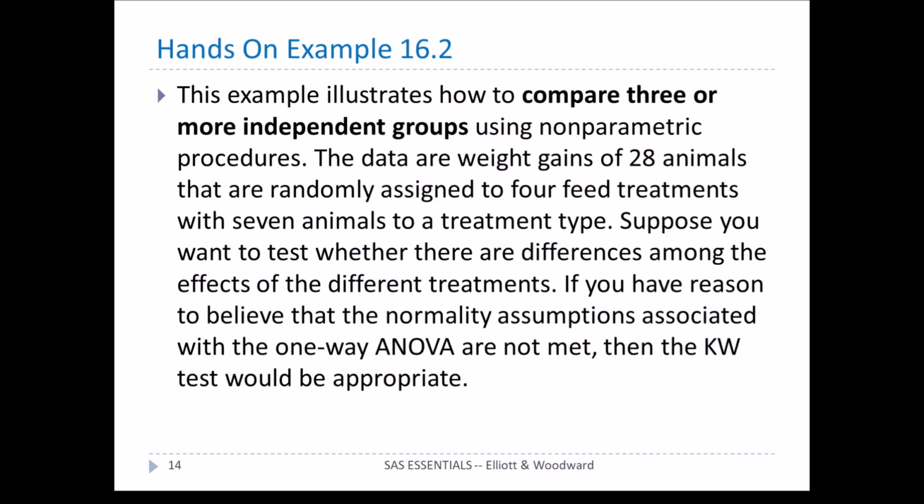All right, let's look at hands-on example 16.2. In this example, we're going to look at comparing three or more independent groups using nonparametric procedures. In this case, the data are weight gains of 28 animals that are randomly assigned to 4 feed treatments, with 7 animals to each treatment type. So suppose we want to test whether there are differences among the effects of the different treatments. If you have reason to believe that the normality assumptions associated with the one-way ANOVA are not met, then you might want to do the Kruskal Wallis test.